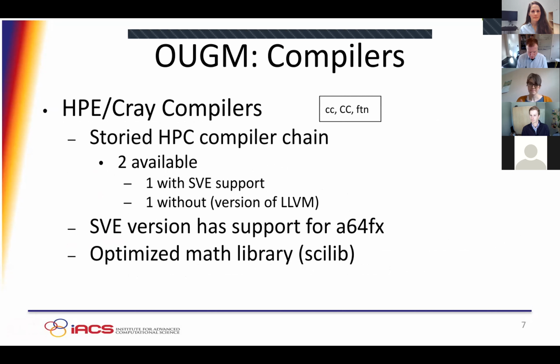So the system came from Cray, as we just heard, which got bought by HPE, Hewlett Packard Enterprise recently. This is a very well-known compiler chain, especially in high-performance computing. And there's two versions available, one that has SVE support and one that doesn't, which is basically a rebrand of LLVM. So we're obviously interested in the SVE support one for our purposes for doing high-performance computing. And this also has its own optimized math library and other goodies too.